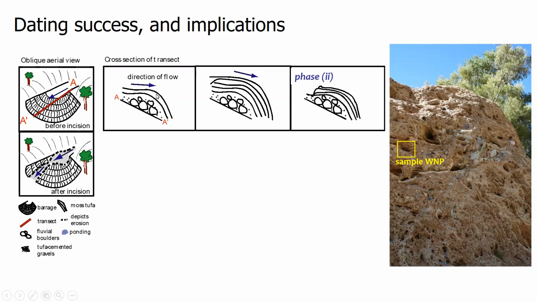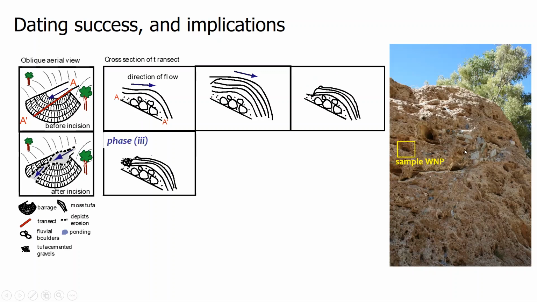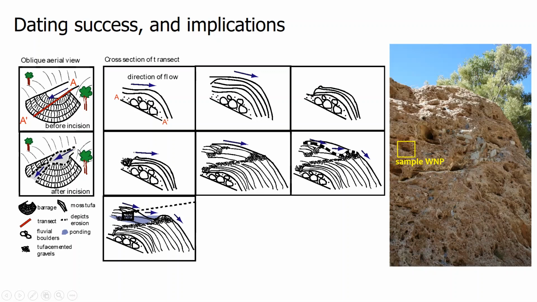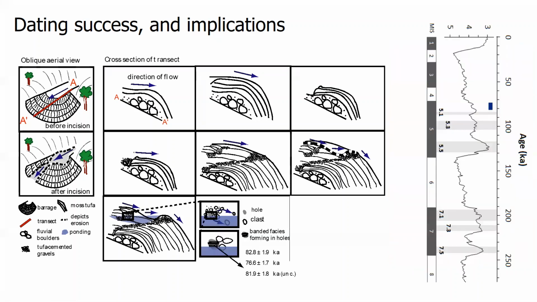Before incision, happily forming, then you start to get some erosion, you get some of this bed load in there, re-cemented, repeats through time, then you start to get some erosion of this barrage system, incised all the way through. During one of these phases, maybe there's ponded water, maybe there's flowing water, this banded facies was forming in the hole, and it's centred on around 80,000 years ago.